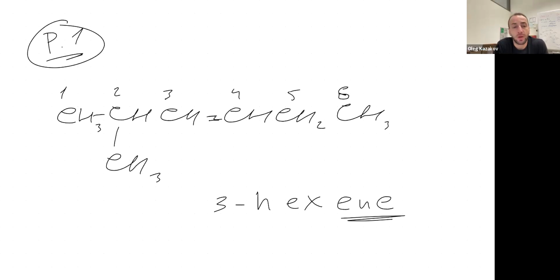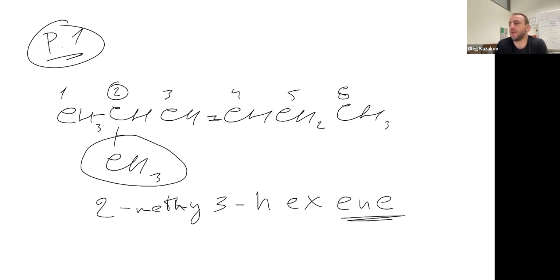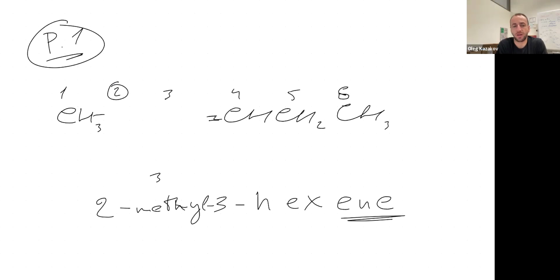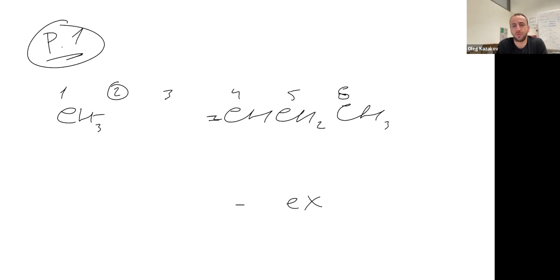Finally, we have one substituent here, and this one is called a methyl group. On carbon number 2, a methyl is located. So it's going to be 2-methyl-3-hexene. Okay, great. So these are our alkenes so far. Let's switch gears to alkynes and see what we have in stock for those.